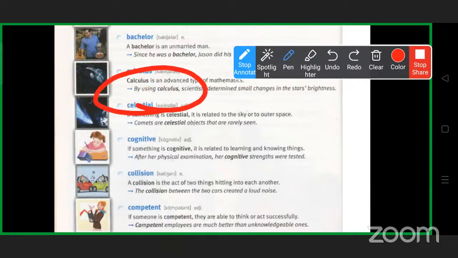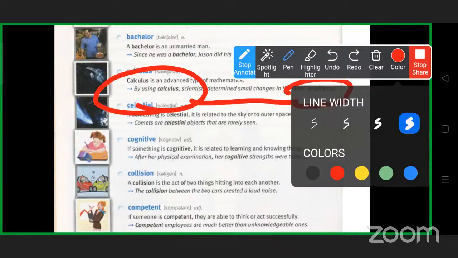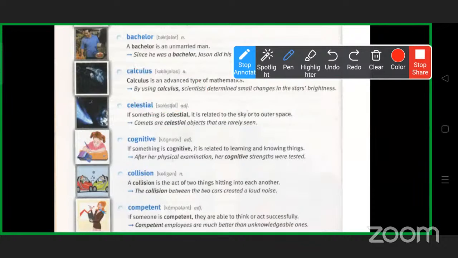Calculus is a certain method by which scientists determine small changes in a star's brightness. They check everything about celestial bodies, like how the distances are and what the distances between the planets are. They also talk about the luminosity, the brightness, in this sentence. By using calculus we can do that.